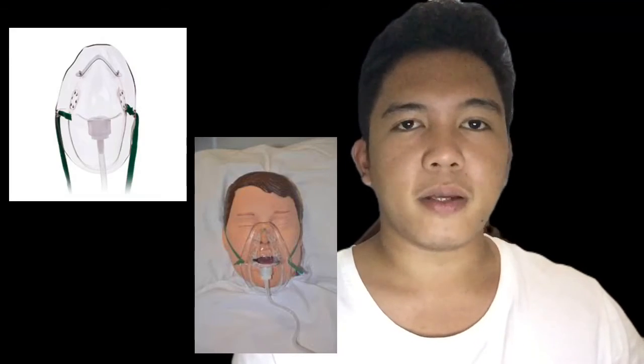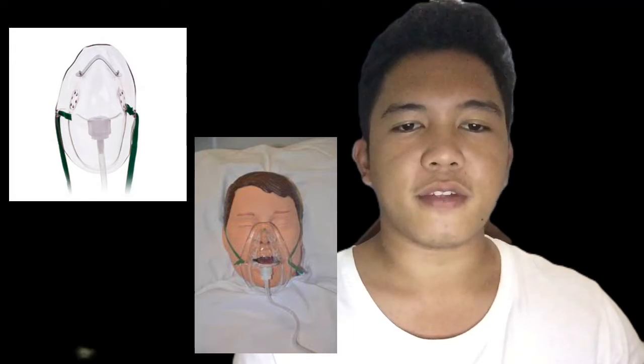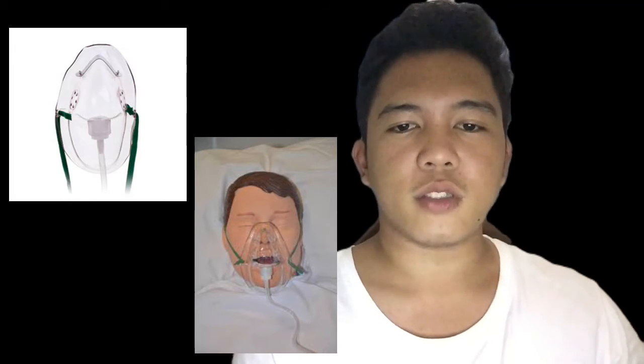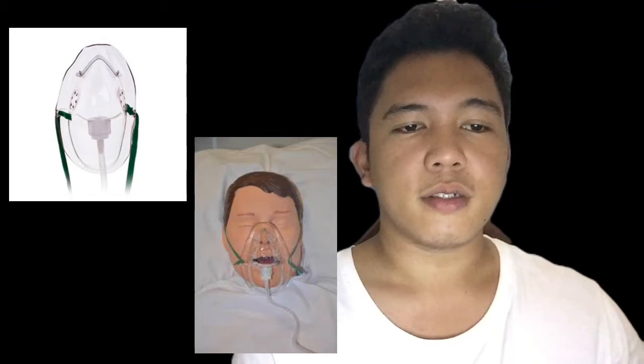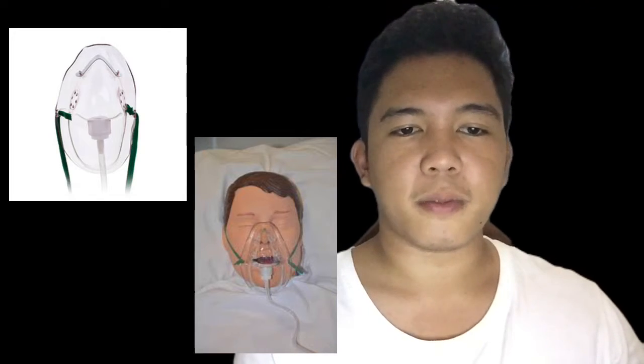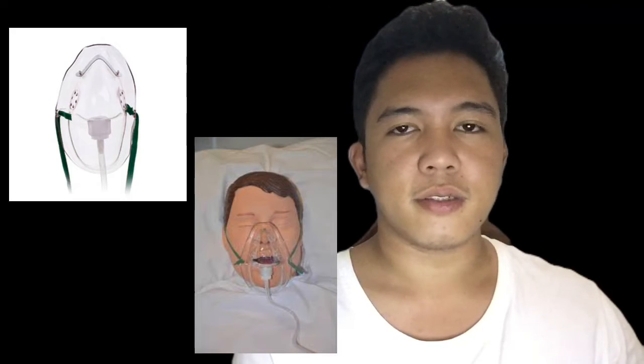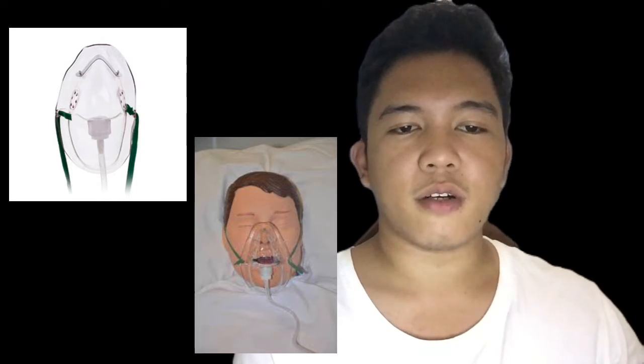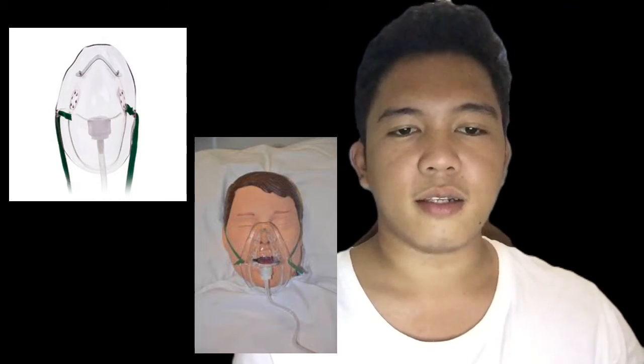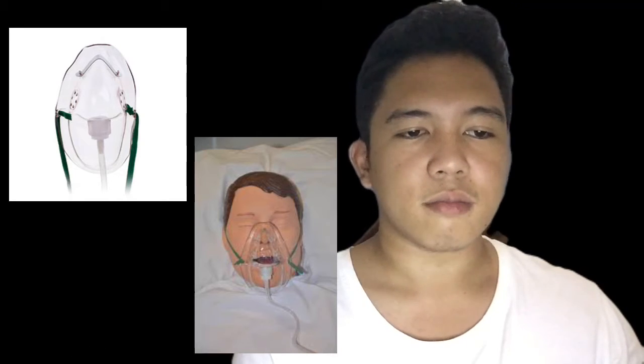Next is the simple face mask. It is a basic mask used for non-life-threatening conditions, but which may progress in time, such as chest pain or possible heart attacks, dizziness, and minor hemorrhage. It is often said to deliver oxygen between 5 to 10 liters per minute.